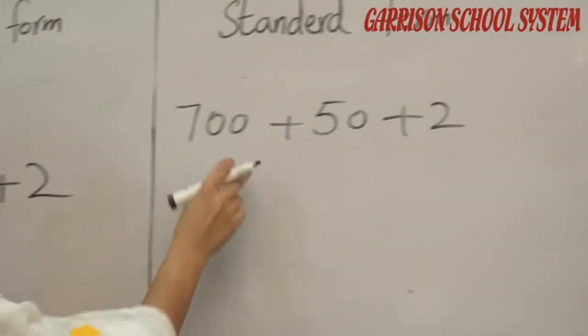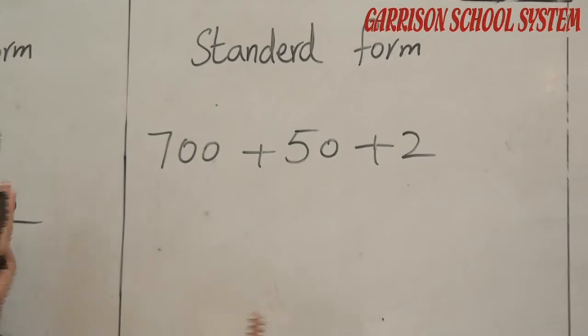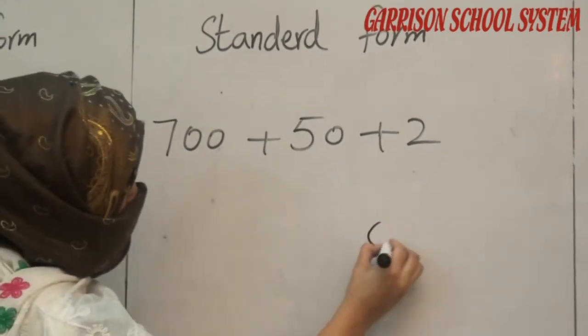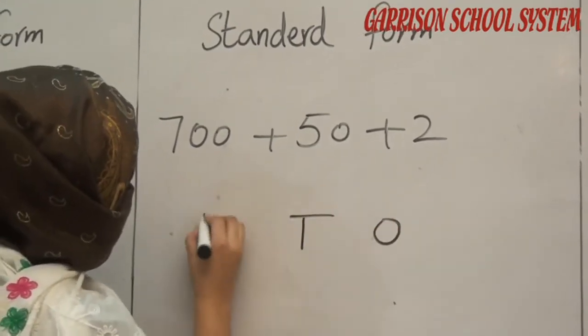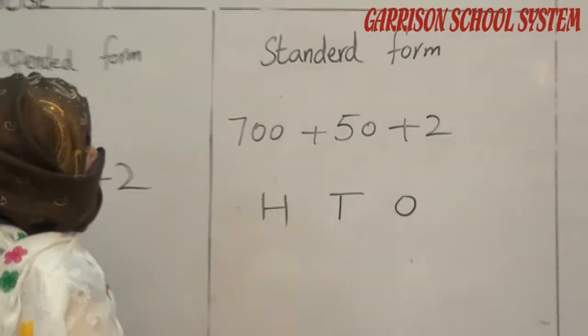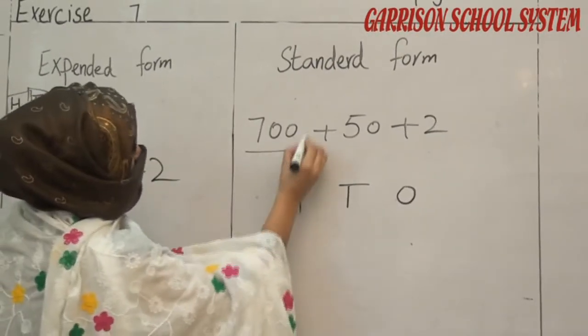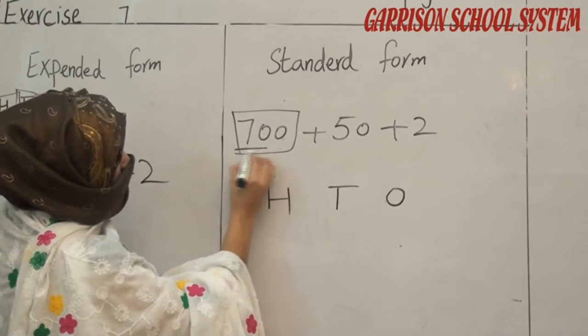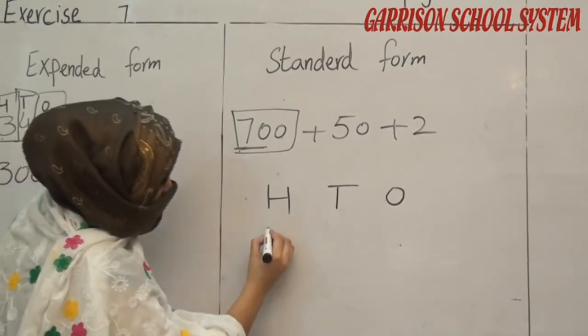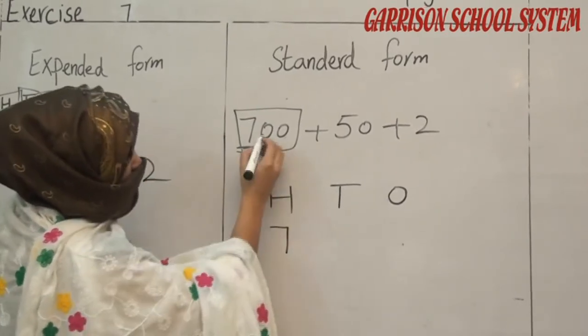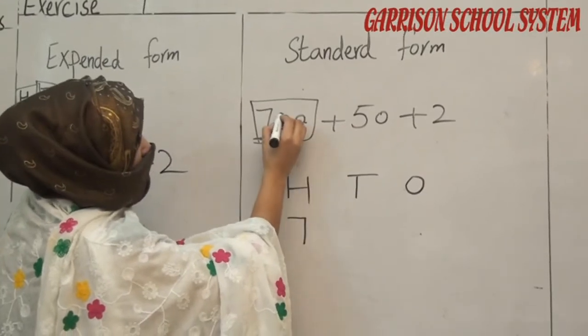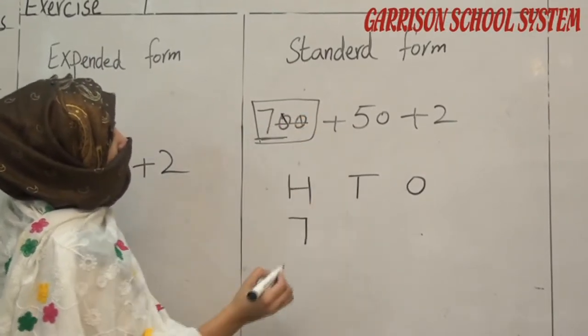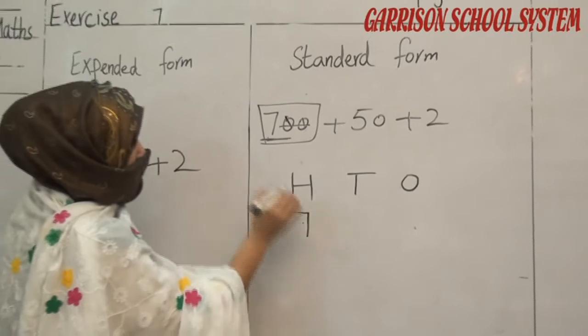It is the opposite of expanded form. What should we do now? First of all, we have to write ones, tens and hundred. Which number is in hundreds place? 7. We have to just write 7. We don't write 0. 0 should be skipped.